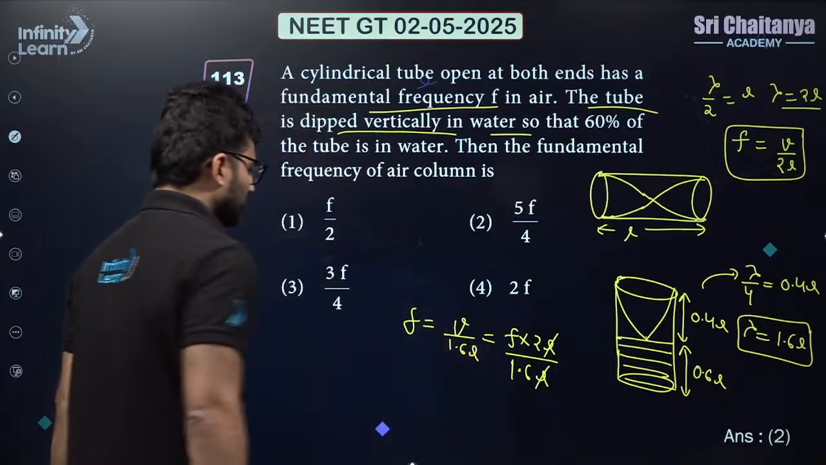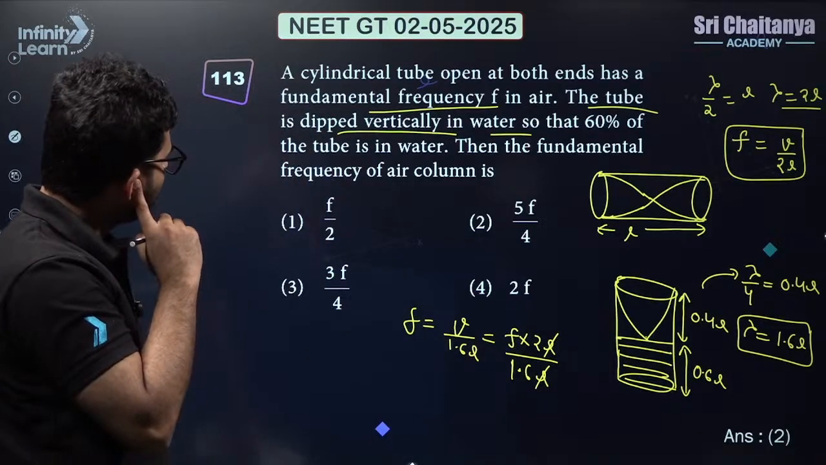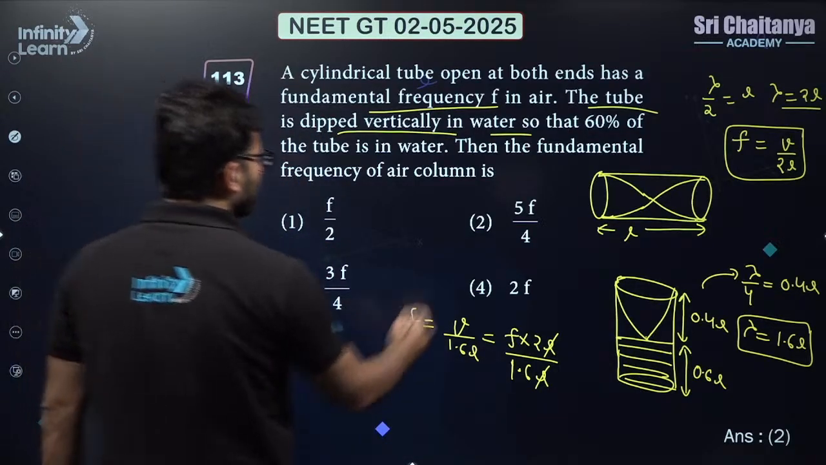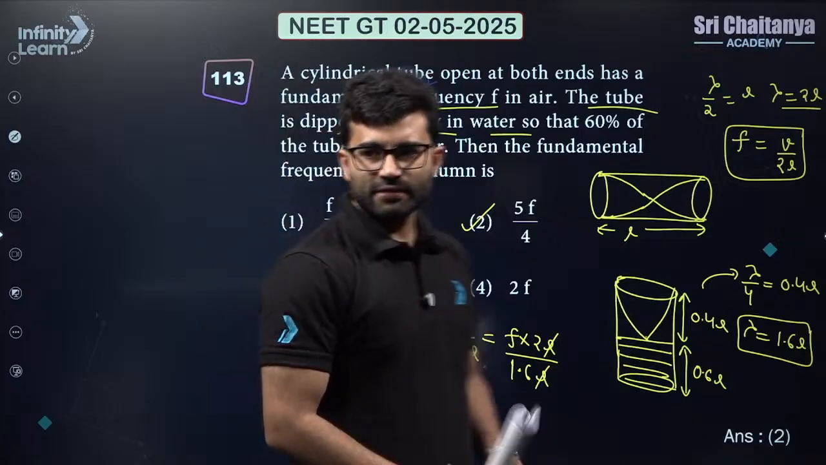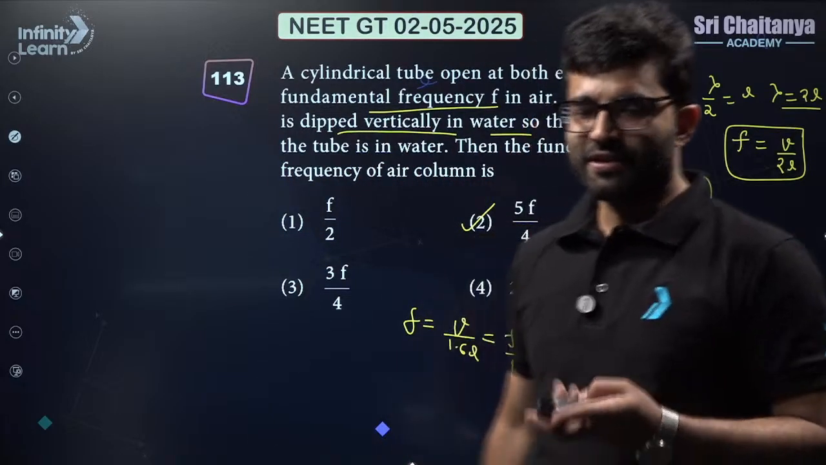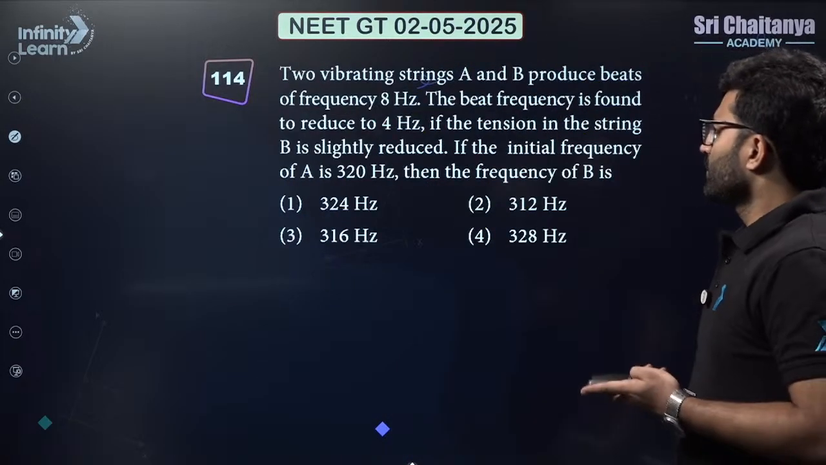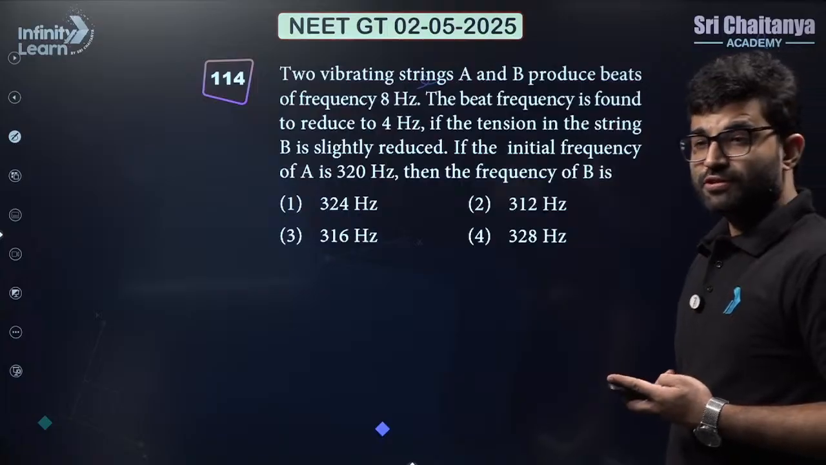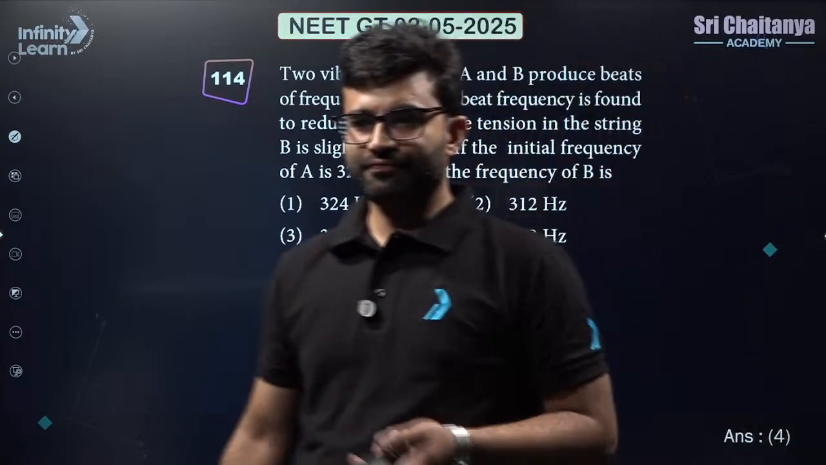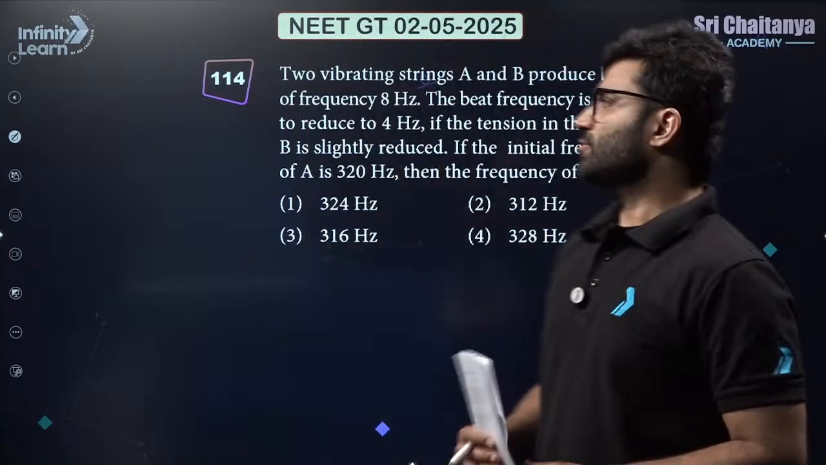You can calculate from here what it would be. 5 by 4, I think. So that would be 5F by 4. Is that very, very clear? Can we move on to the next question? Any doubts? Okay, let's go ahead.